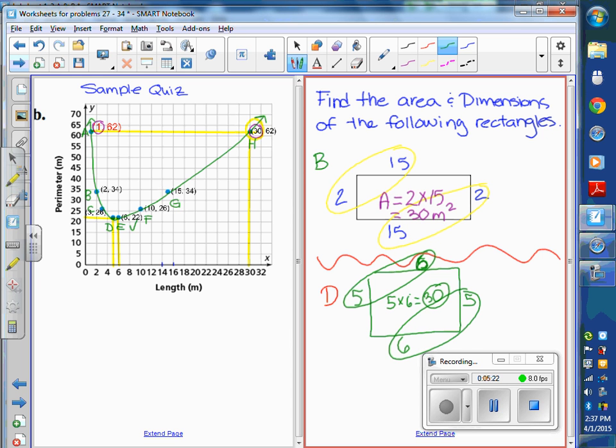30 square meters. So if you can find that one coordinate and find its partner, it's going to tell you the area. So I'm going to just record that. That's a good little mini quiz question. 30.